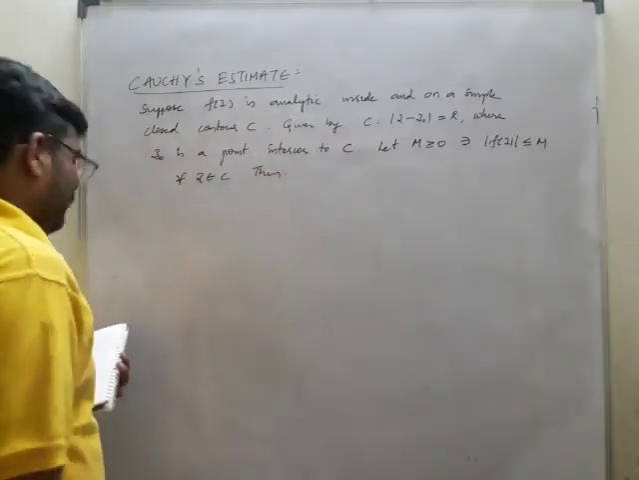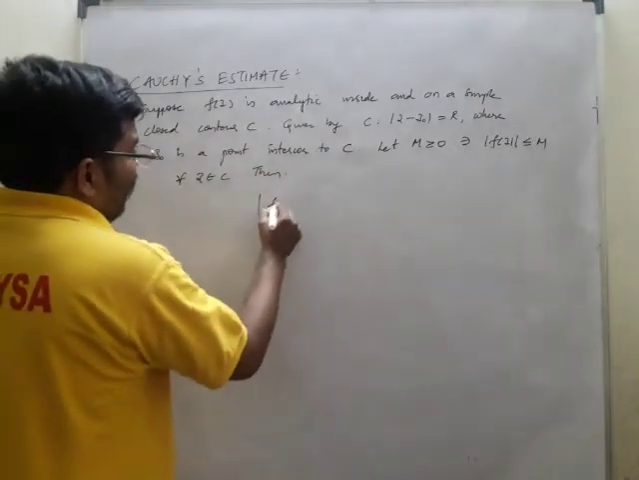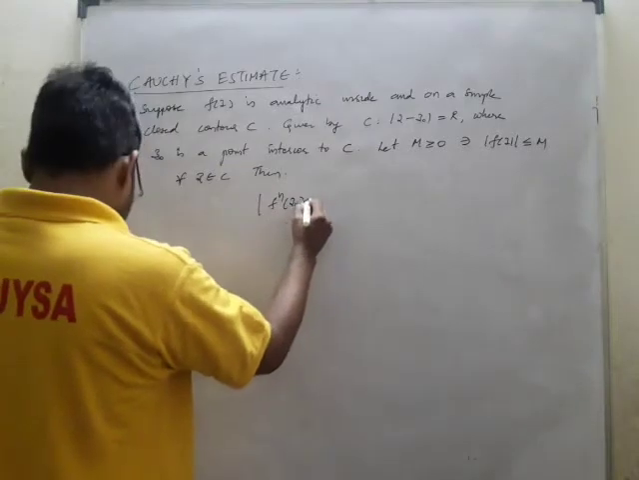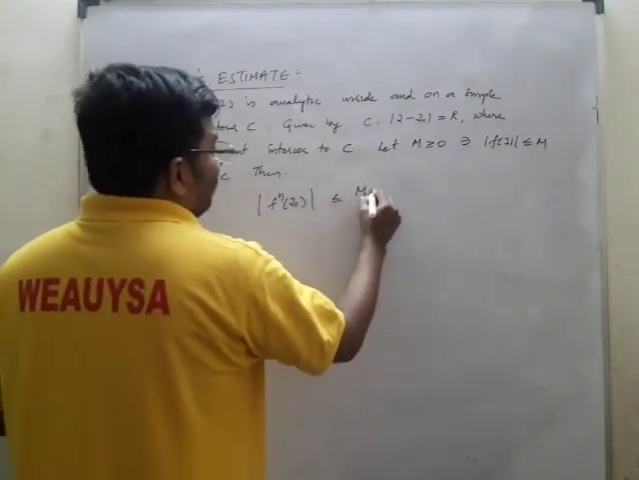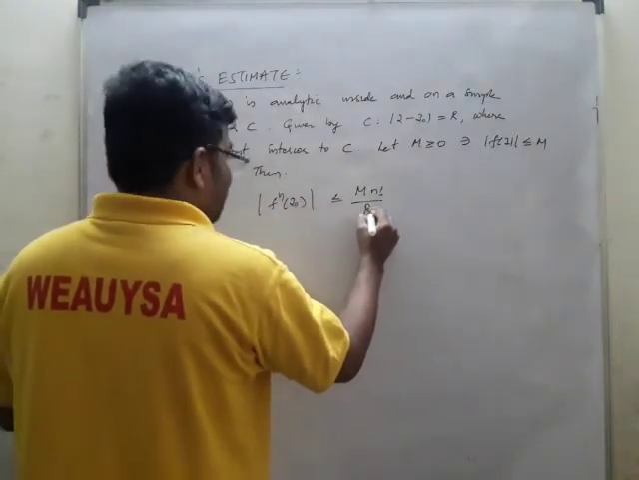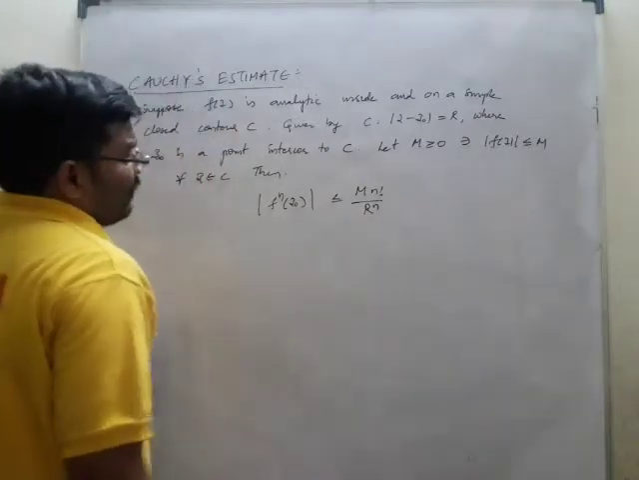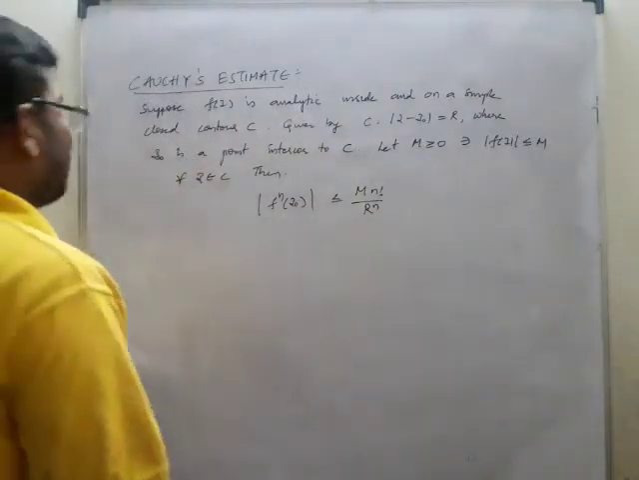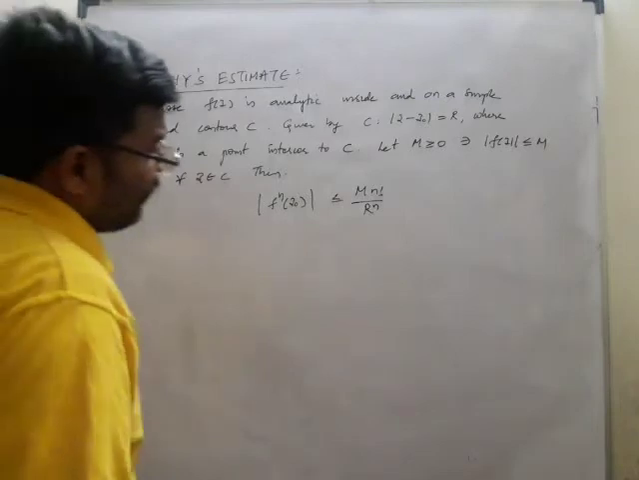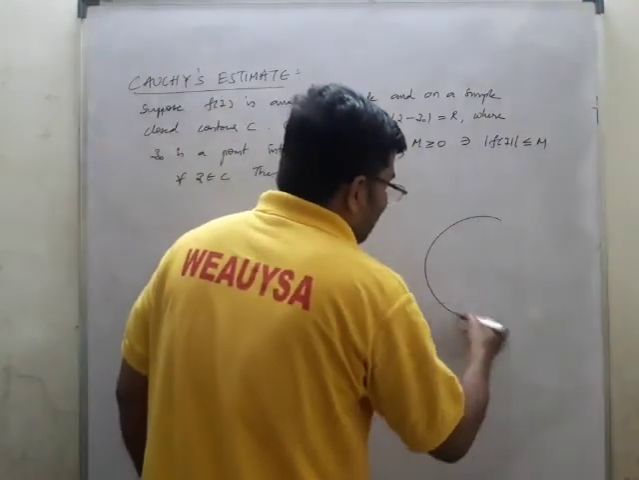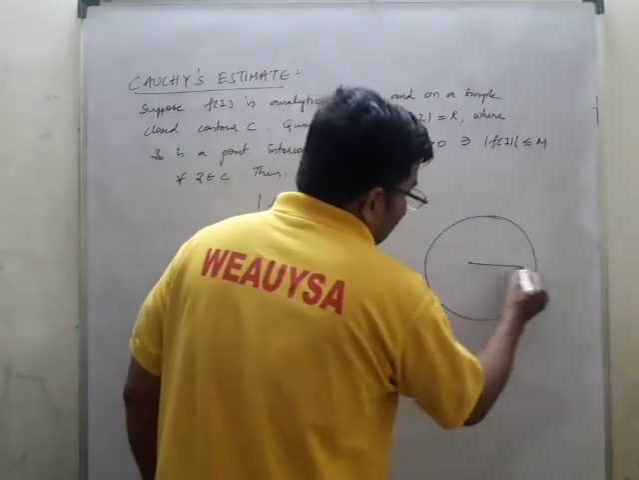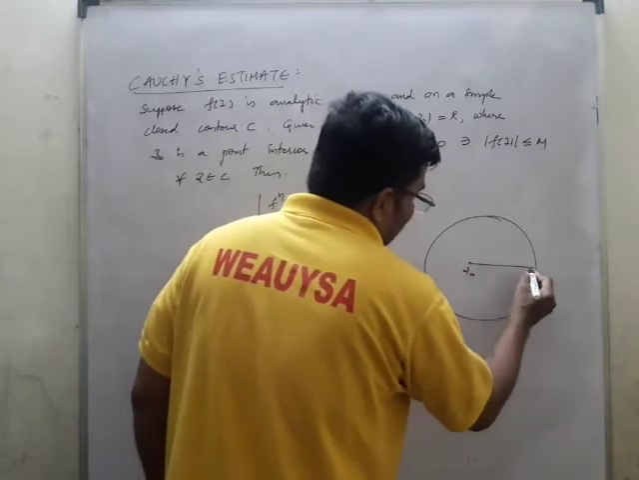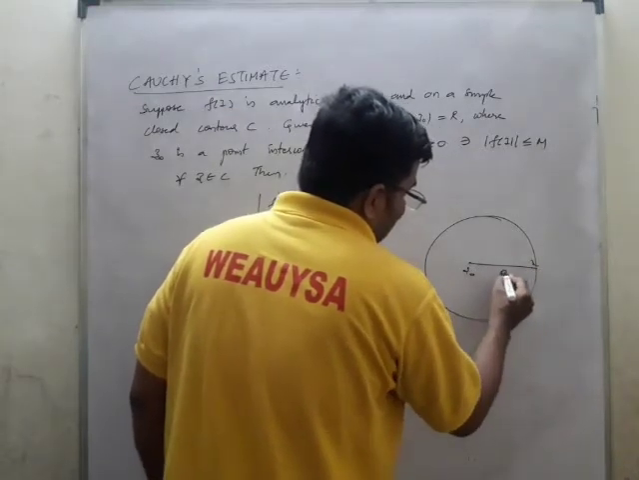Then mod f power n of z naught is less than or equal to M n factorial by R power n. This is called Cauchy's estimate. So what we are going to do is take a circle, where this is z naught and this is z, and this is R.